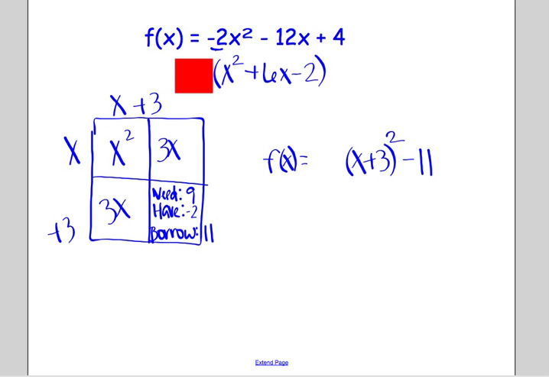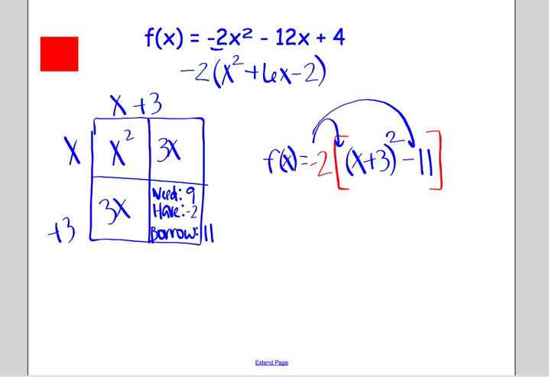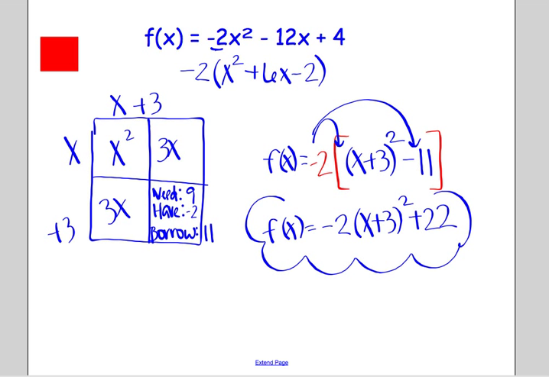Now let's go back up where we had this box. We still had -2 out in front. I'm going to put big brackets here. Remember, that's just like a big parentheses. And we're going to write the -2 in front because now we need to put that -2 back in. The last step here is pretty simple. We just have to distribute the -2 to our two pieces. When I do that, I get -2 times the x plus 3 squared plus 22. This would be my final equation in graphing form.